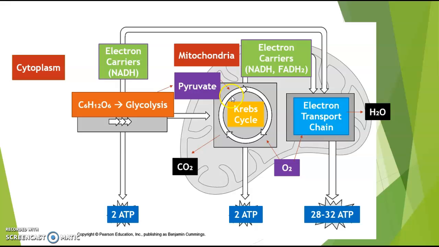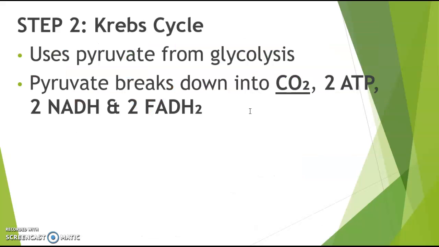Step 2 is going to be the Krebs cycle. So now we're moving from the cytoplasm into the mitochondria. In the Krebs cycle, the pyruvate that was created from glycolysis is used to provide energy for the Krebs cycle to run. Pyruvate breaks down into carbon dioxide, 2 ATPs of energy, and then some more high energy molecules, 2 NADH and 2 FADH2s. So we say NADs and FADs.